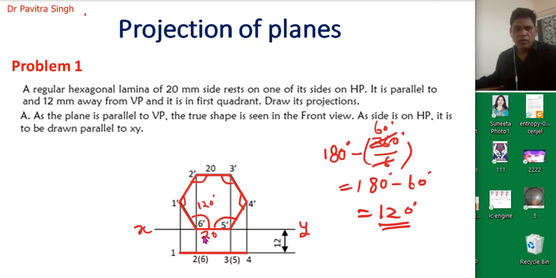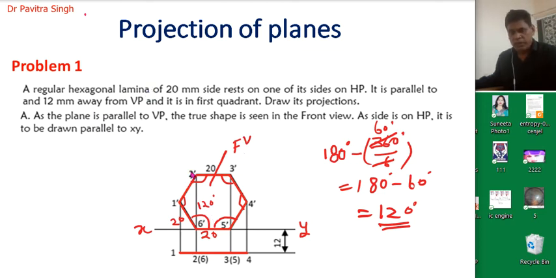Okay, so now we will draw this line 1 dash 6 dash at an angle of 120 degree, and this line will be equal to 20 mm. Similarly, this line, this line, this line, this line. So we have constructed this regular hexagonal lamina of side 20 mm. Now we can say this is the front view of this hexagonal lamina.